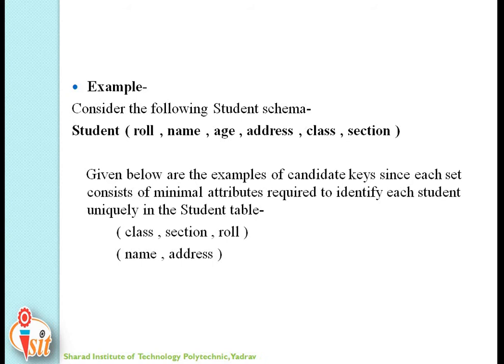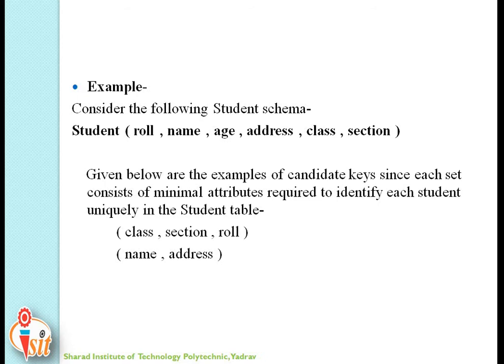Consider the following student schema, where the student has various attributes like roll number, name, age, address, class and section. Given below are examples of candidate keys, since each set consists of the minimal attributes required to identify each student uniquely in the student table. Class, section, roll number are the candidate keys of the student table. Or you can say name, address is also a candidate key.